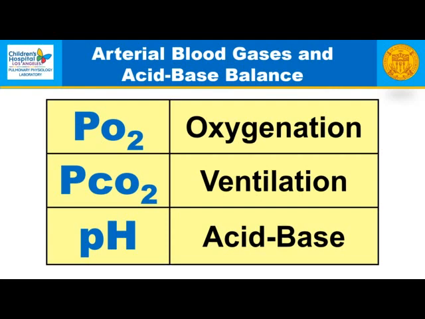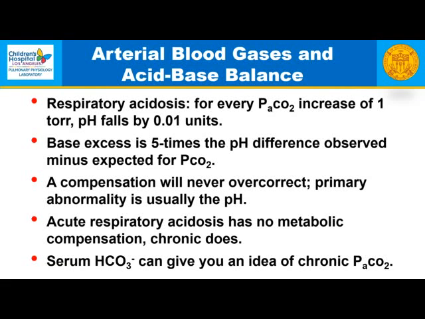Blood gases, basically: PO2 gives you oxygenation, PCO2 ventilation, and pH acid-base. Respiratory acidosis, for every PCO2 increase of 1 torr, pH falls 0.01 units. And base excess is 5 times the pH difference observed minus the expected for a respiratory process only. A compensation will never overcorrect. So the primary abnormality is usually indicated by the pH. Acute respiratory acidosis has no metabolic compensation, chronic does, and serum bicarb can give you an idea of chronic PCO2.